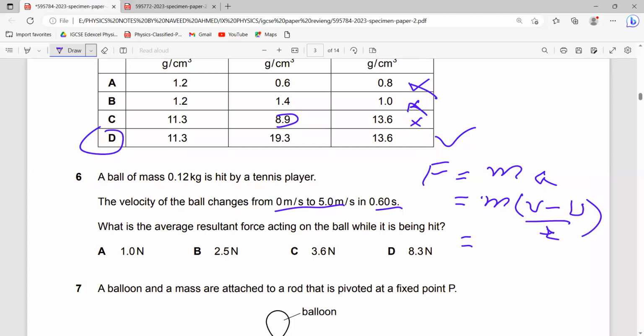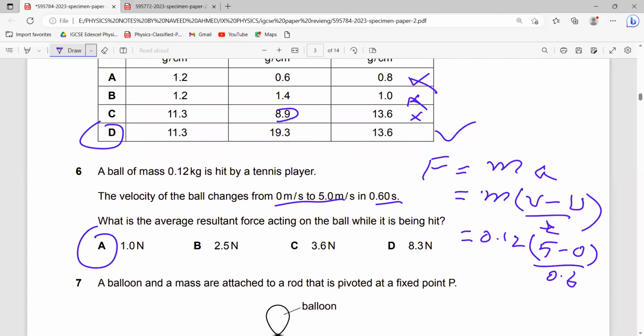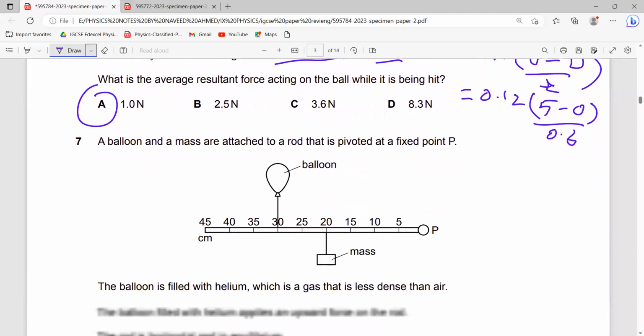So putting the values, 0.12, v is 5 minus 0 over time, which is 0.6. So when you solve it, you will get about 0.5 and 6.1 is the right option for this. Okay.